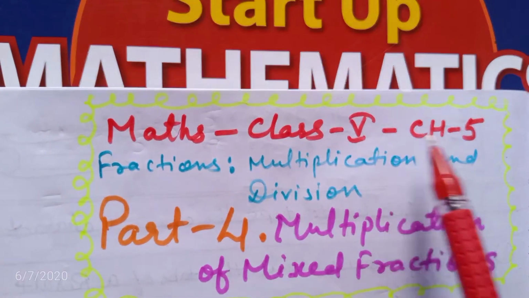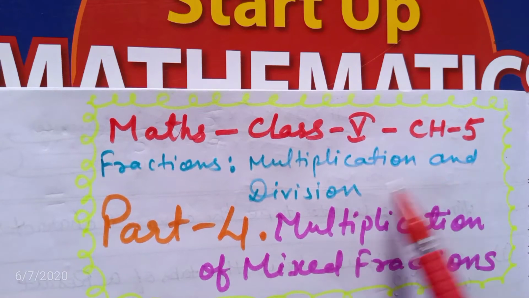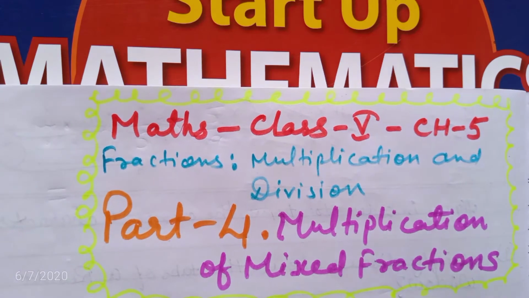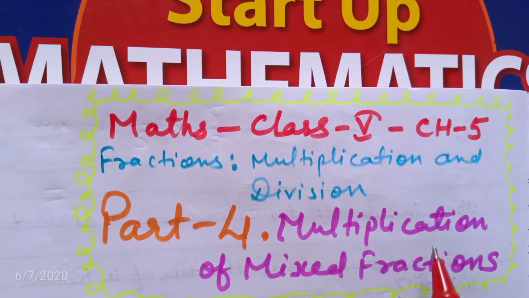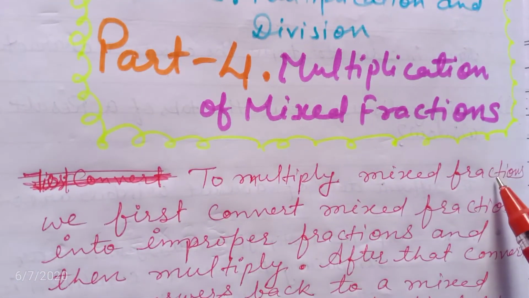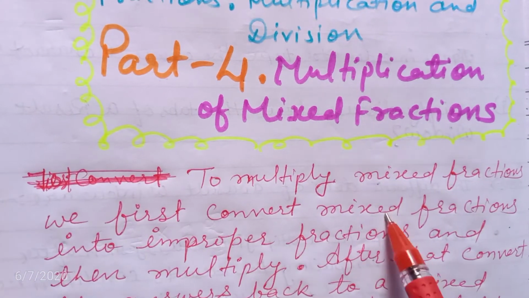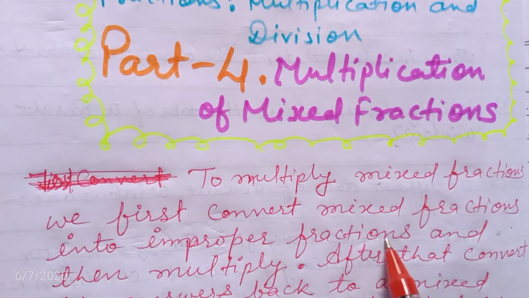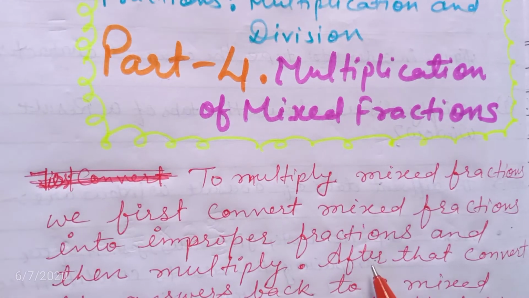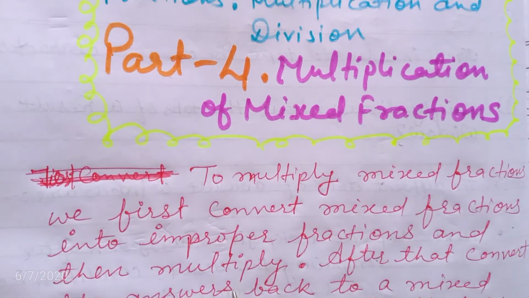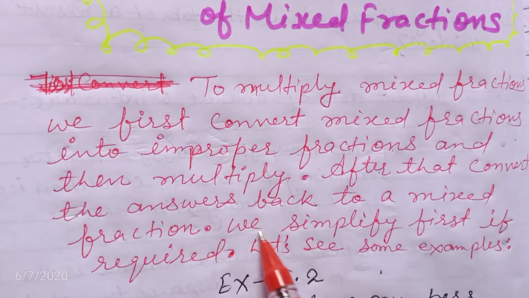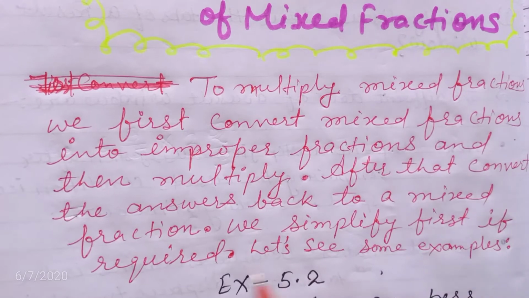Welcome to Maths class 5, chapter 5, fractions, multiplication and division, part 4: multiplication of mixed fractions. Today we will learn how to multiply mixed fractions. To multiply mixed fractions, we first convert mixed fractions into improper fractions and then multiply as usual. After that, convert the answers back to a mixed fraction. We simplify first if required.